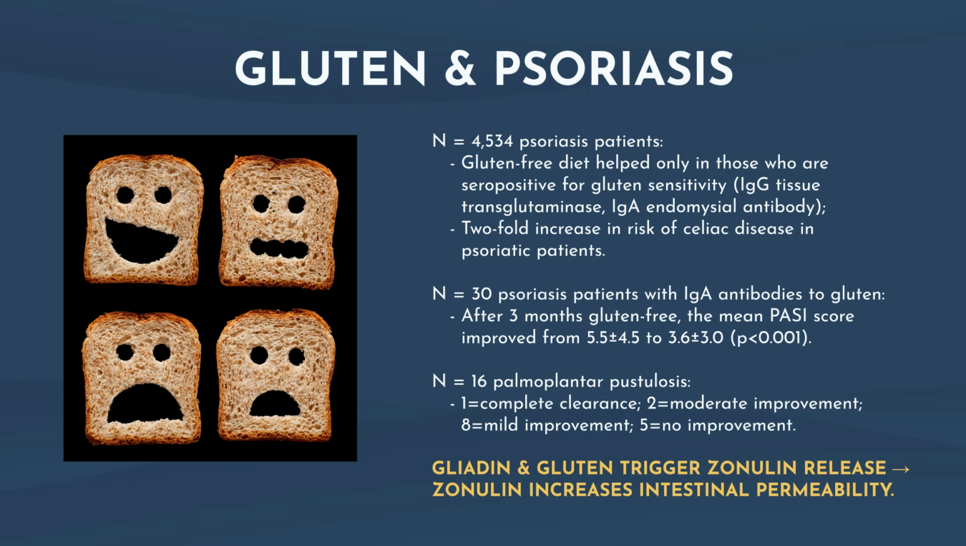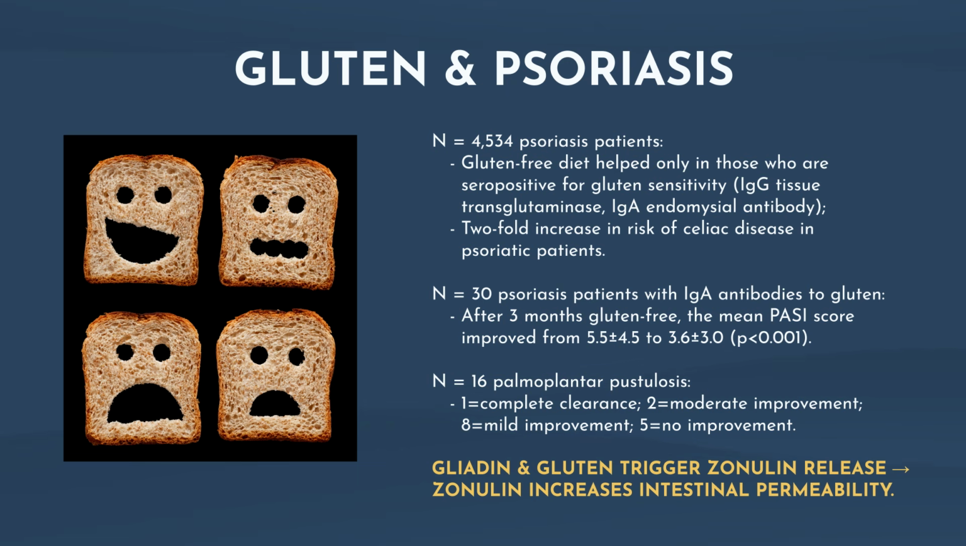There were 16 patients with palmoplantar pustulosis, so that more rare one with these sterile pustules, and they didn't test them in terms of gluten sensitivity. 1 out of the 16 had complete clearance, cutting out gluten. 2 had moderate improvement, 8 had mild improvement, and 5 had no improvement. And I think this is a pretty good comp for what you'll see in patients. It's worth trying cutting it out. You can do some testing on antibodies, but it's not going to help everybody. But for some people, they can completely clear. For other people, it's not going to make any difference.